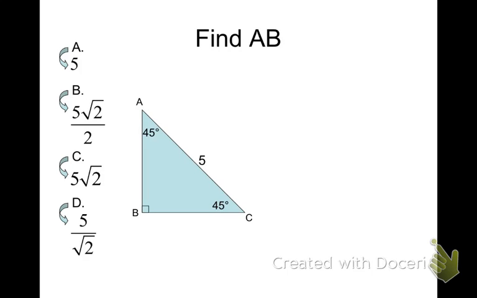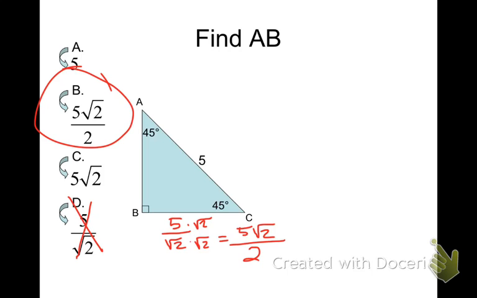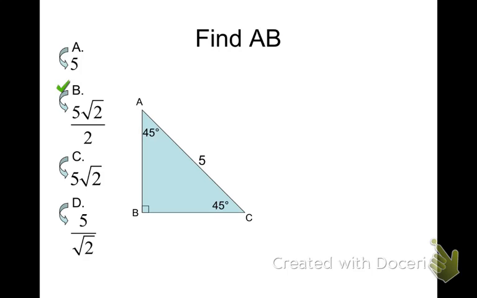How about finding a leg given the hypotenuse? The hypotenuse is 5. At first glance, it looks like the leg is the hypotenuse divided by root 2, so D might be the answer, but you'll notice that the denominator isn't rationalized. So we go one more step and look at 5 root 2 over 2, which is going to get us the correct answer here, answer choice B.